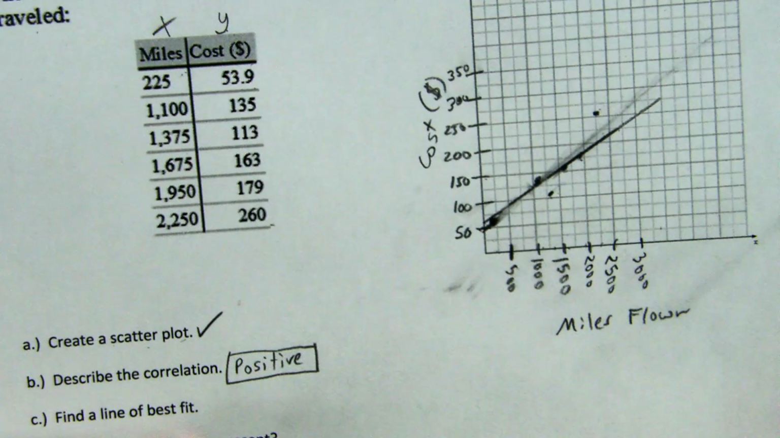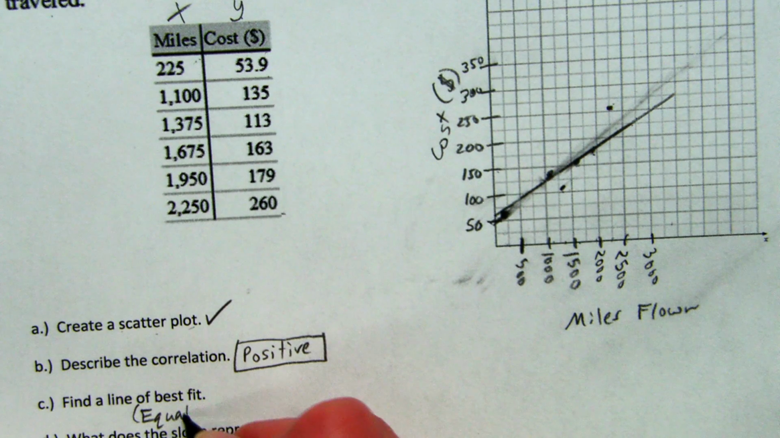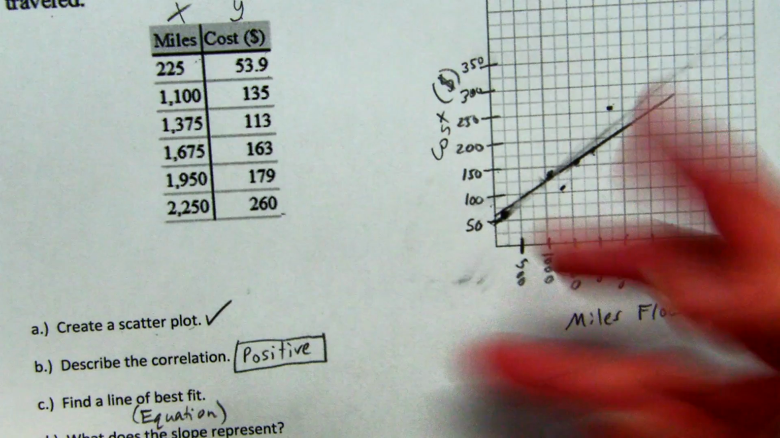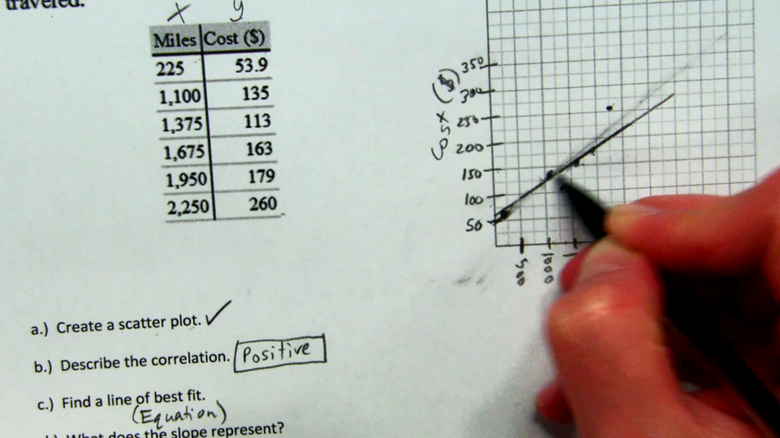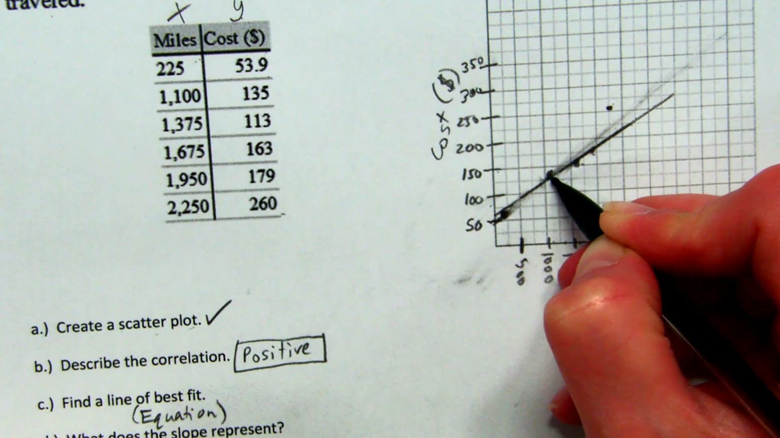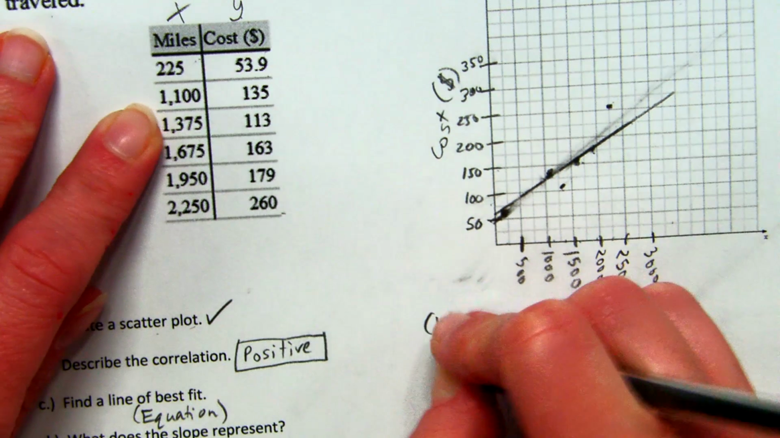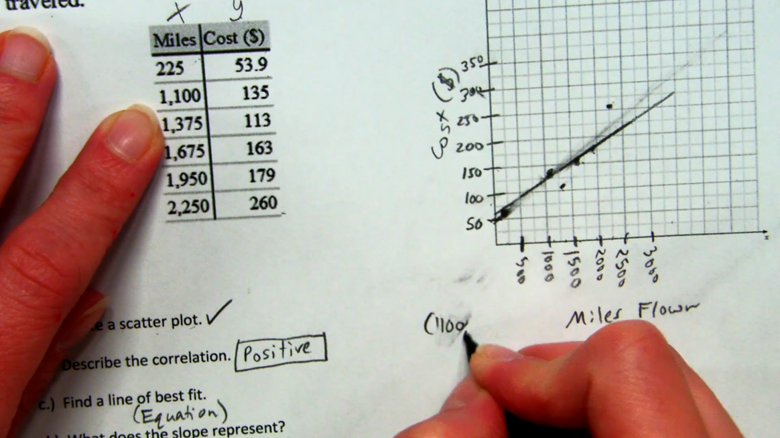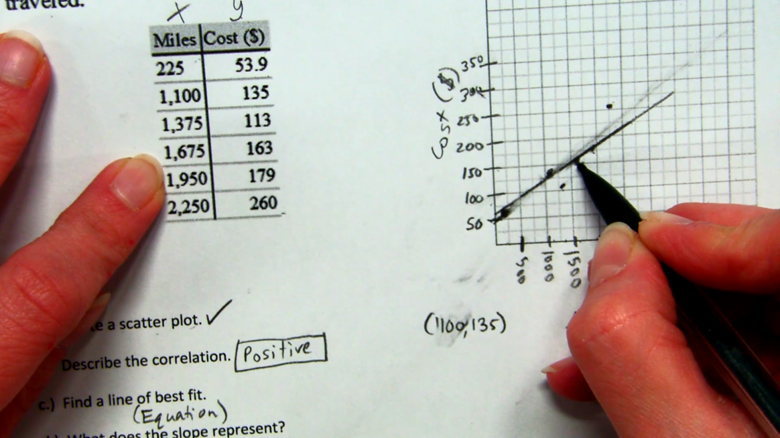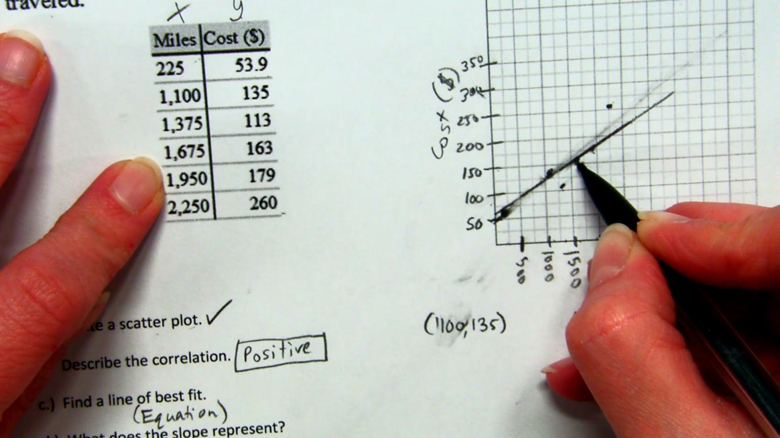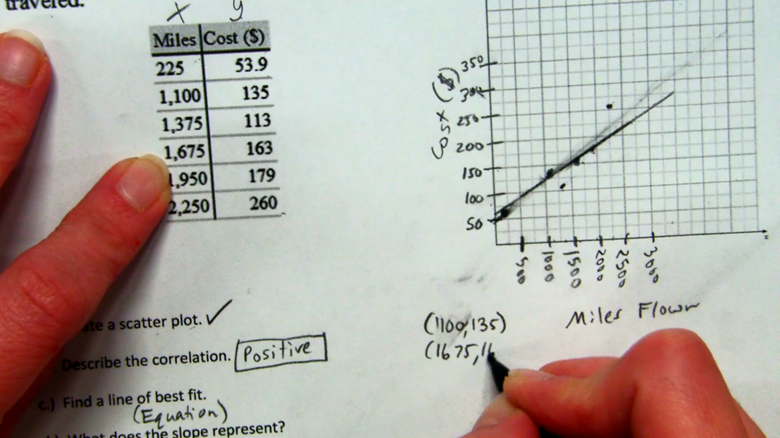And then find the line of best fit. We drew it, so now we're going to write the equation. That's what I mean by find it, not just draw it. I also mean find the equation. So I might actually use a couple of these points that are close together in the middle because I think they're closer to the line that I actually drew. So this one is 1100, 135, and this one is 1675, 163.